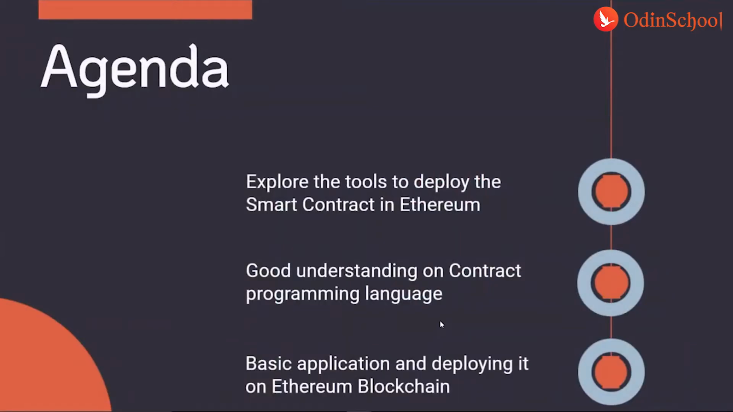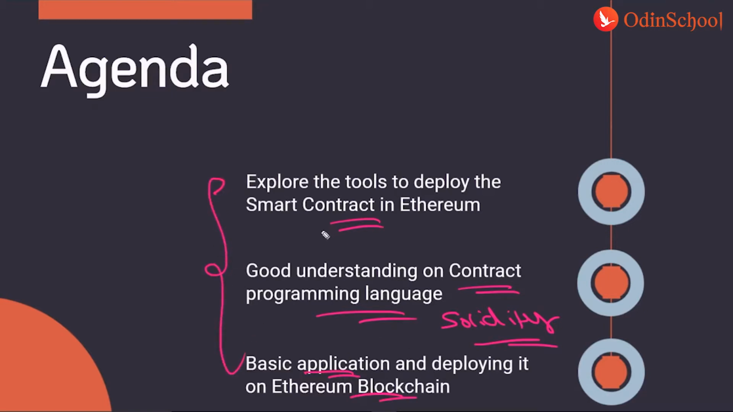So today we are going to discuss the various tools which are available for deploying the smart contract in Ethereum, and then we will go into detail about the contract programming language which we are going to use, that is Solidity. Then we will cover the basic application which we are going to create and deploy onto the Ethereum blockchain. So these are the three important topics which we are going to cover in this module.